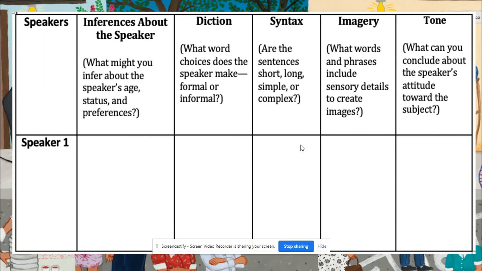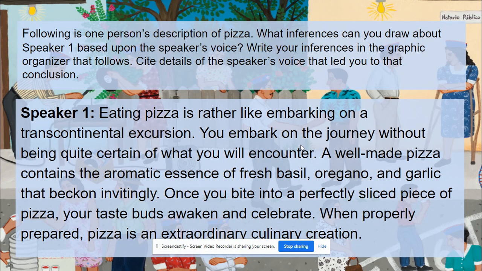And then tone. What can you conclude about the speaker's attitude toward the subject? You can just put positive or negative. There might be a qualification, maybe they only like certain types of pizza. And we'll definitely say that this guy really loves pizza. They are a huge fan of pizza. And they don't even specify a certain kind, just pizza itself is a thing that they love.